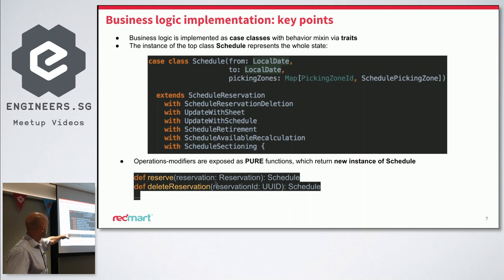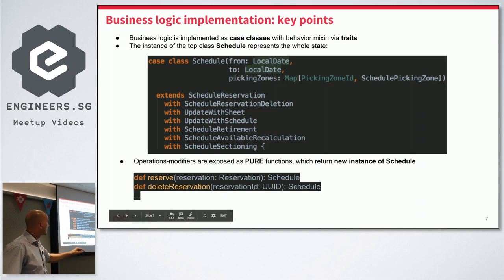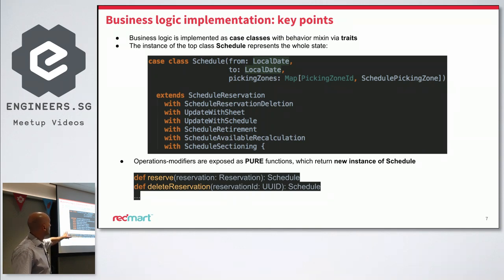So when we do reserve, it returns a copy of the schedule, at least a semantic copy. We don't know what's happened inside. There is maybe some black magic, but we don't know. Semantically, it's a copy. It's an important point for the rest. Again, delete reservation: when it finds the reservation, it deletes it in the structure and returns the copy of the schedule.